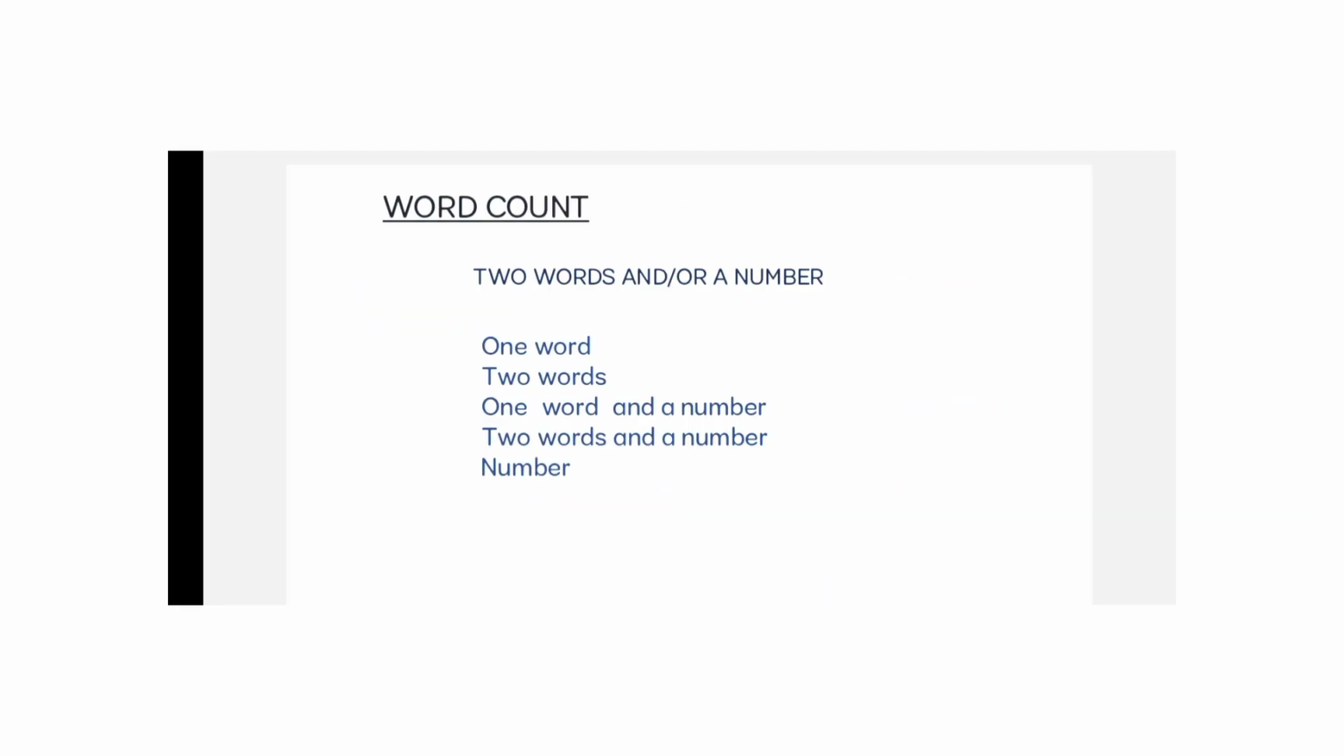Here, as you can see in the slide, I give you an example: 2 words and or a number. Let's discuss the category coming under that. If the instruction is given as 2 words and or a number, we can write either one word, or we can write 2 words, or we can write 1 word and a number, or 2 words and a number, and we can write a number itself. You guys just pause the video and properly understand what's given here.